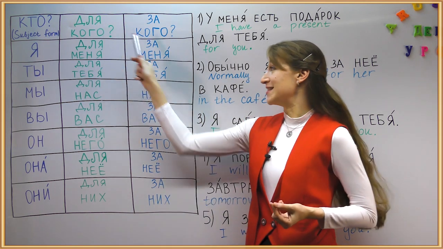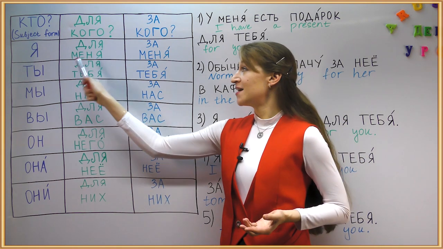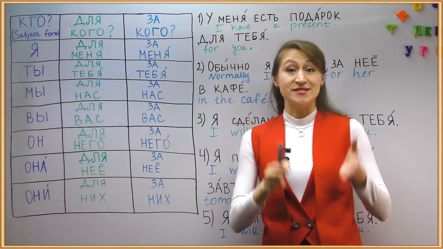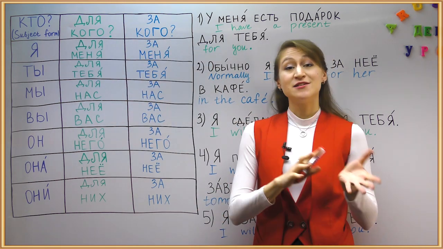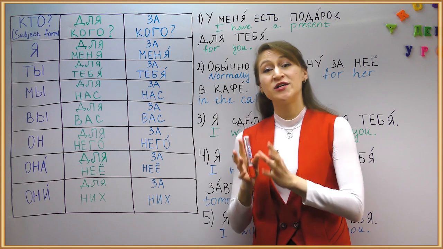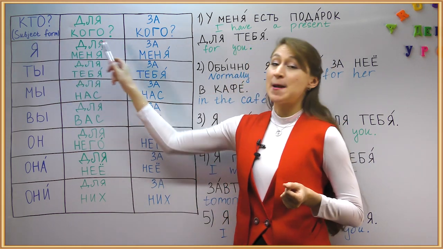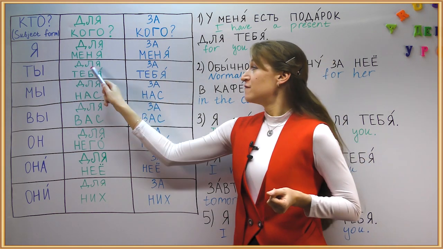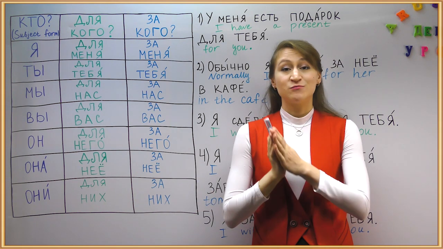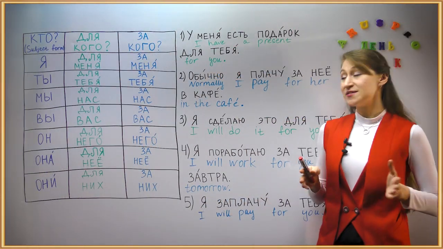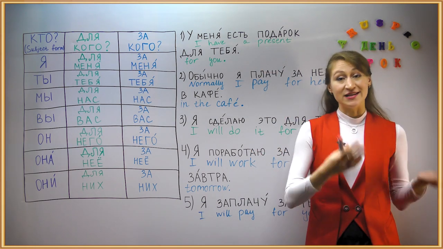We'll discuss the difference in a moment. But look at this form. It's different. Меня is different from я because we put я after these prepositions. And their influence, their power, changed the pronoun я into меня. We have this for each personal pronoun. So now let's take a look at some examples, and let's look at the difference between для and за.